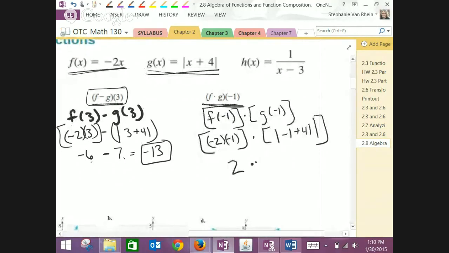So that's going to be 2 times 3, which gives me 6.